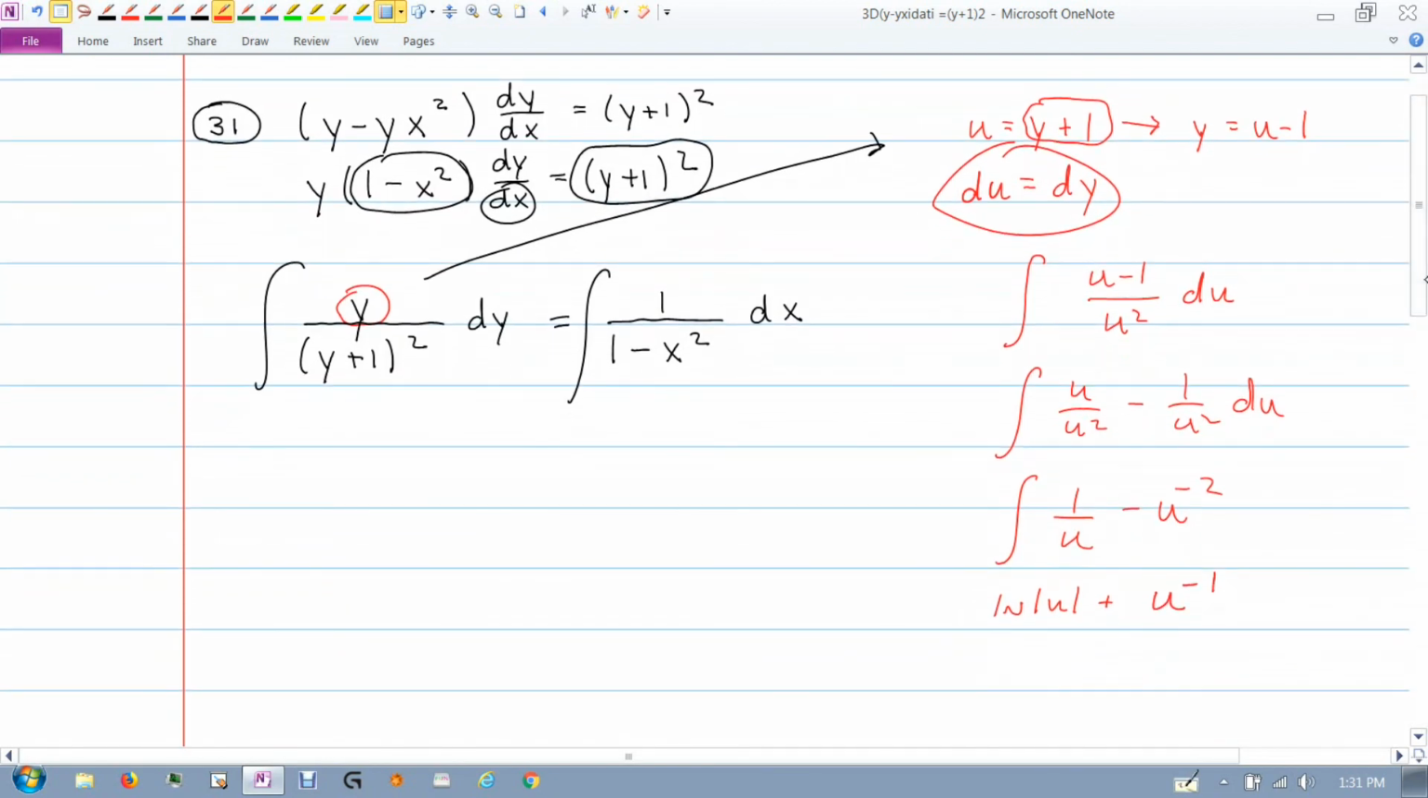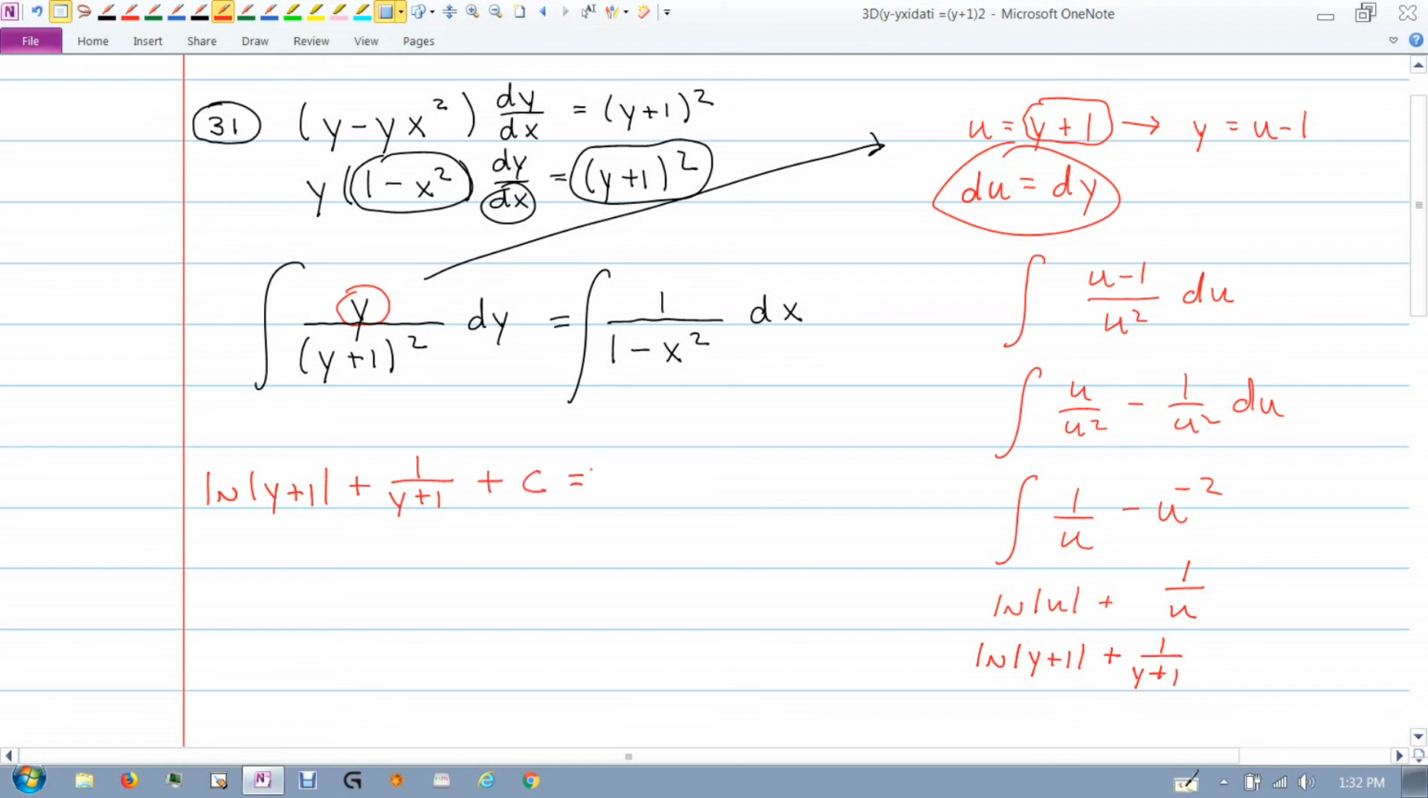Okay, so let me just double check that. Take the derivative of this, the negative 1 comes out, and then subtract 1. Okay, I'm good. So that's really 1 over u. And remember, u is y plus 1, so this is natural log of y plus 1 plus 1 over y plus 1. Okay, so that's my left side. Natural log y plus 1 plus 1 over y plus 1 plus some constant.